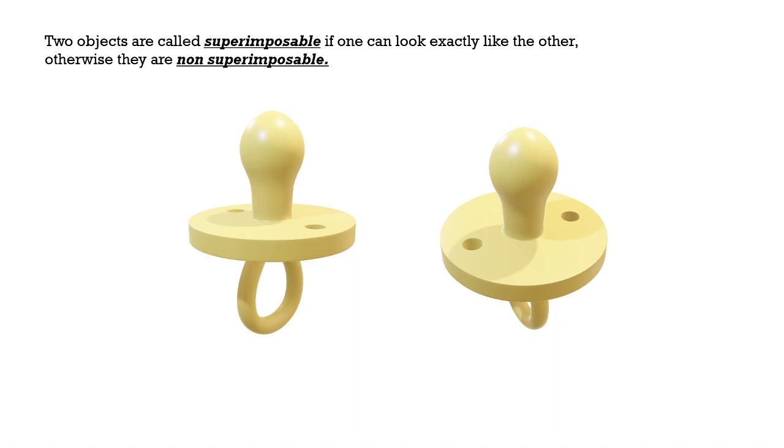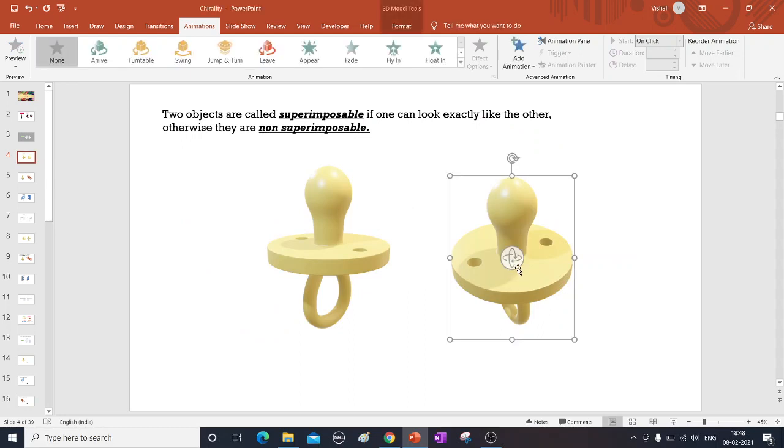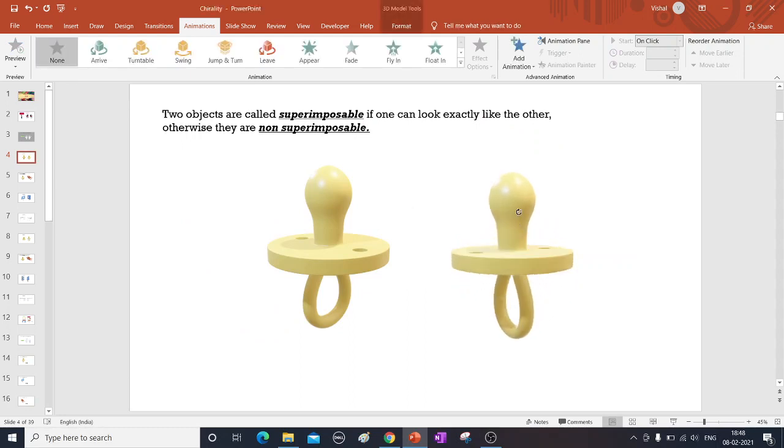So two objects are called superimposable if one can look exactly like the other. For example, these two objects here, they actually don't look exactly like each other right now, but we can adjust these two objects. And let's try to adjust this one like this. Yeah, and now we see that they look exactly like each other, so they are superimposable. I think that should be clear.